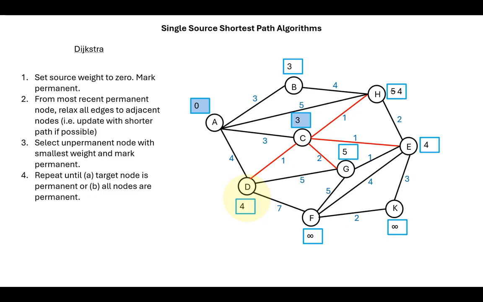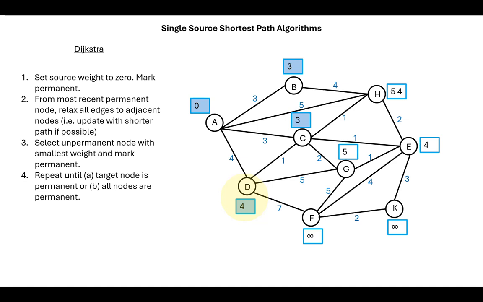Now we choose the smallest unpermanent weight, which is B, which is 3. So we make that permanent. And the only edge we can consider now is BH. Now 3 plus 4 is 7. That's not better than 4, so nothing else to do there.